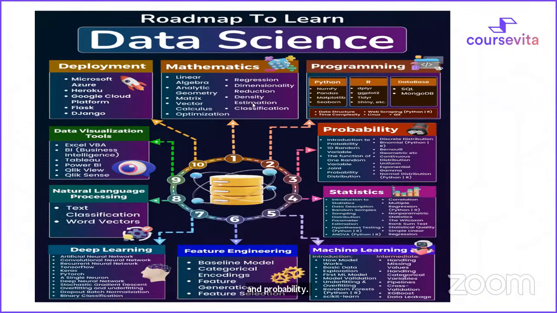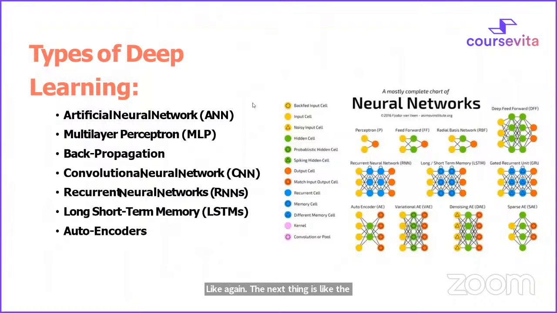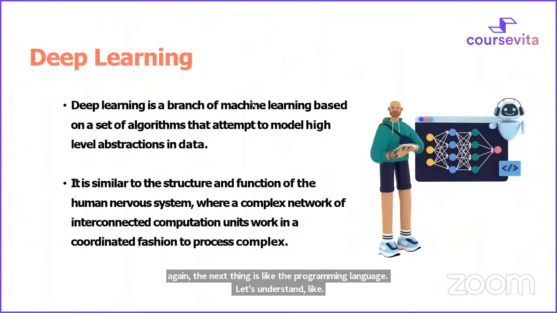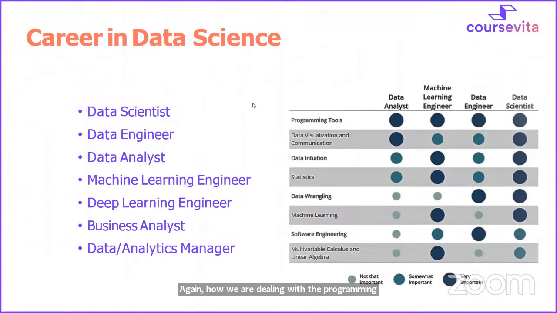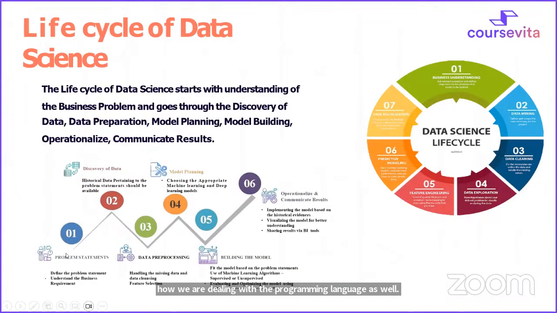And again, the next thing is the programming language. Let's understand how we are dealing with the programming language as well. The first step: you understood what the problem statement is, and then you try to extract the data. Like, I want price, I want item, I want a manufacturing date or something. All these things are my key points where I can get the data. So from there, how do I pull the data?